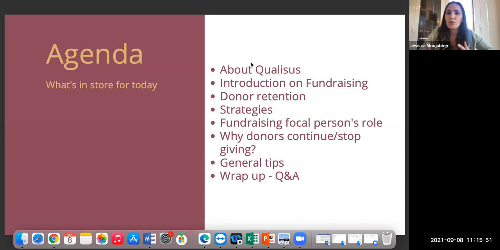We'll be covering some of the strategies that we can implement, or keep in mind at least, once we have the funding, so we do not lose it moving forward. And before talking about the general tips and the wrap up, we'll cover why donors continue and stop giving.